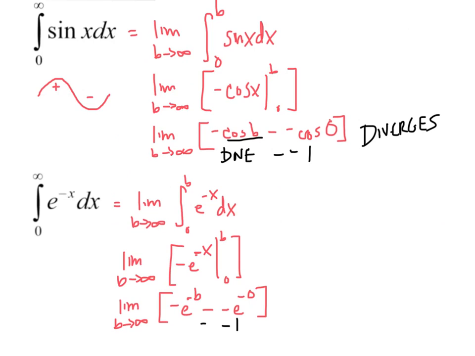Now, e to a negative infinity. If I can just kind of draw this over, e to a negative is like 1 over e to the b. Remember, that's what a negative exponent does. So if you think about plugging in infinity to this, you've got negative 1 over something getting really, really large. The limit of this is 0. So 0 minus negative 1 is 1. So the area converges to 1. Okay, so that's our quick intro to improper integrals.